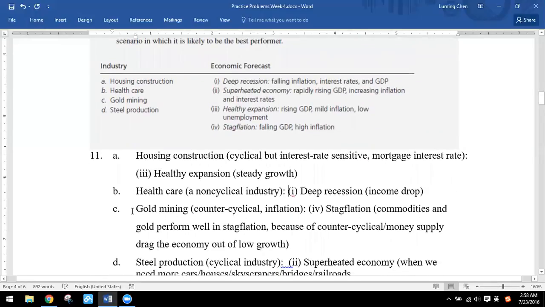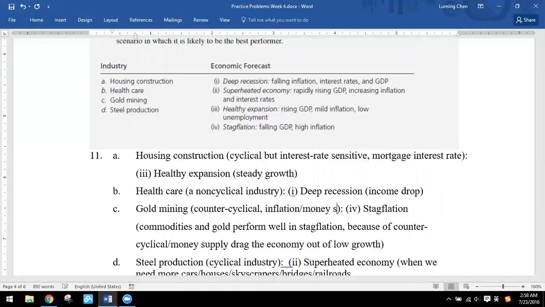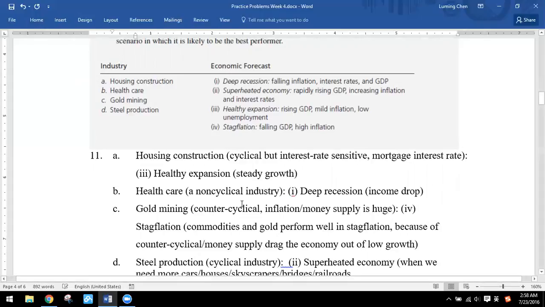So health issues are a major concern, and the healthcare industry will perform the best. C. Gold mining. Gold mining is a counter-cyclical industry, and it will perform well during inflation and when money supply is huge. So it will perform the best during stagflation, when commodities and gold perform well.